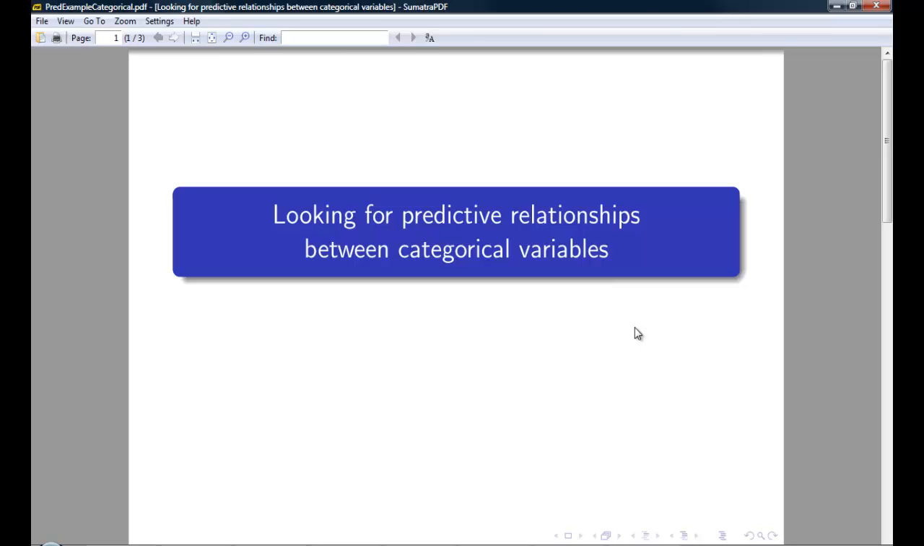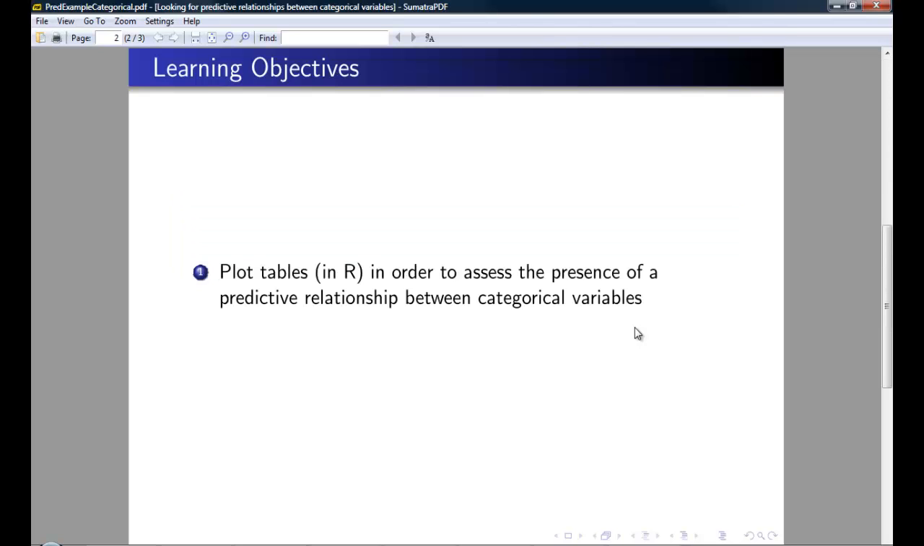We've been talking a lot about how to identify whether there is a predictive relationship between variables. Specifically, we've been talking about categorical variables. And in this video, we're going to talk about how to produce plots in R in order to help us assess whether two variables are related. So the main learning objective is developing some ease, comfort, confidence creating these plots.